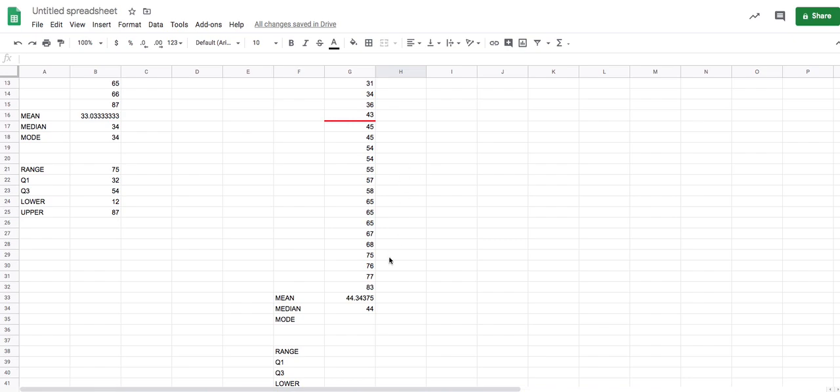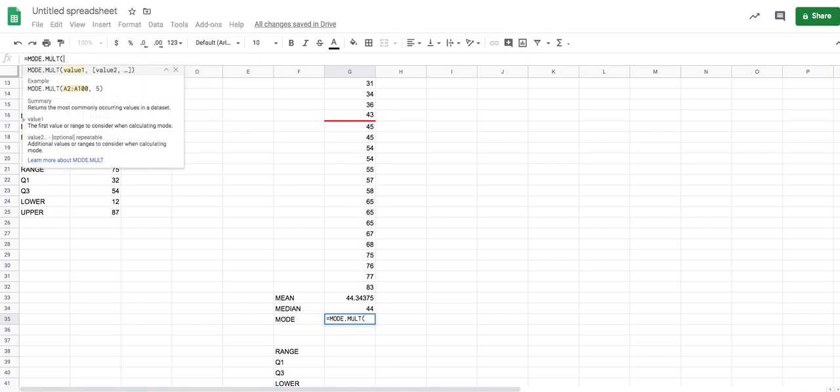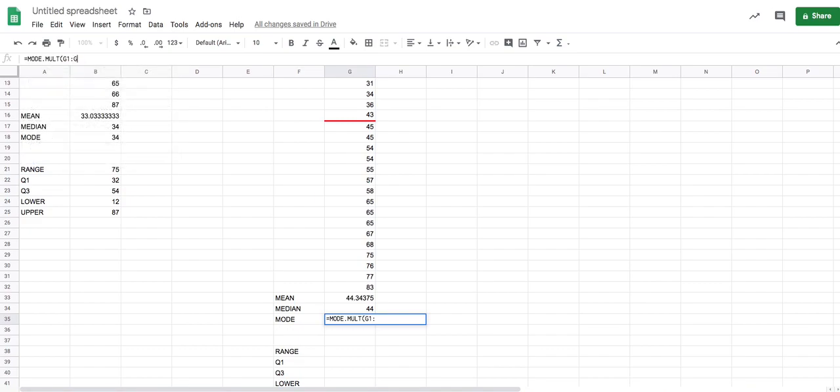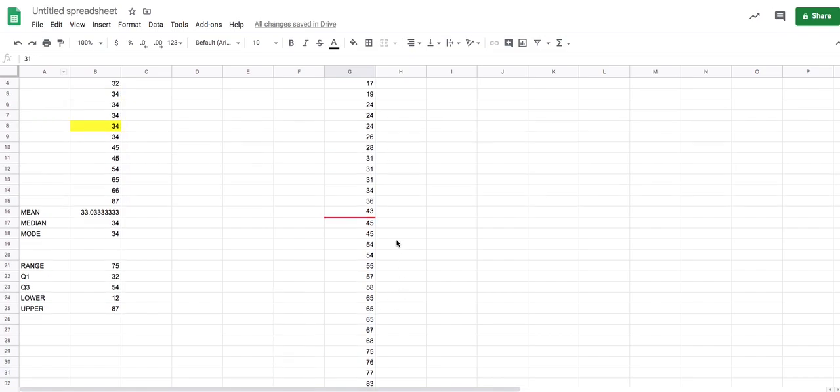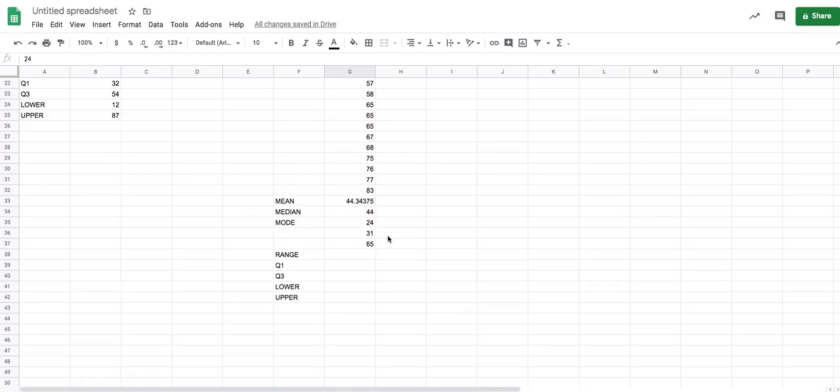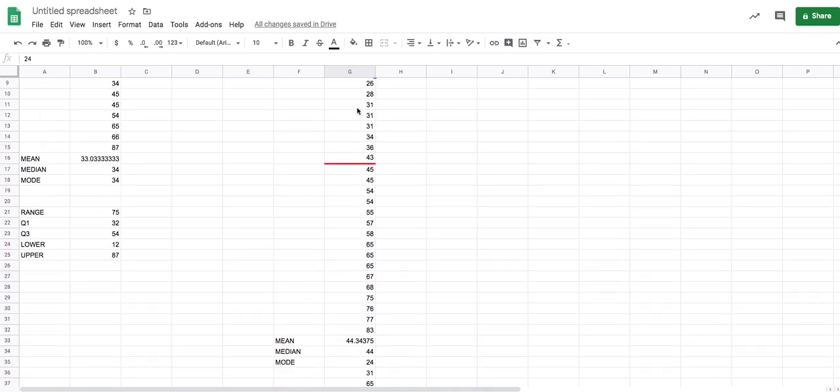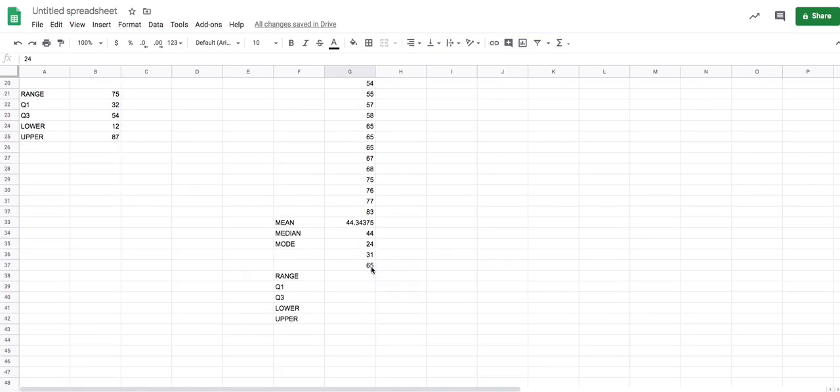But anyway, let's go to the mode. Let's type in, highlight, mode. Remember, equals MODE.MULT, data G1 to G32, close parentheses, hit enter, and look here, I have three modes. I have 24, which was listed three times. I have 31, which is listed three times, and then I have 65, which is listed three times.